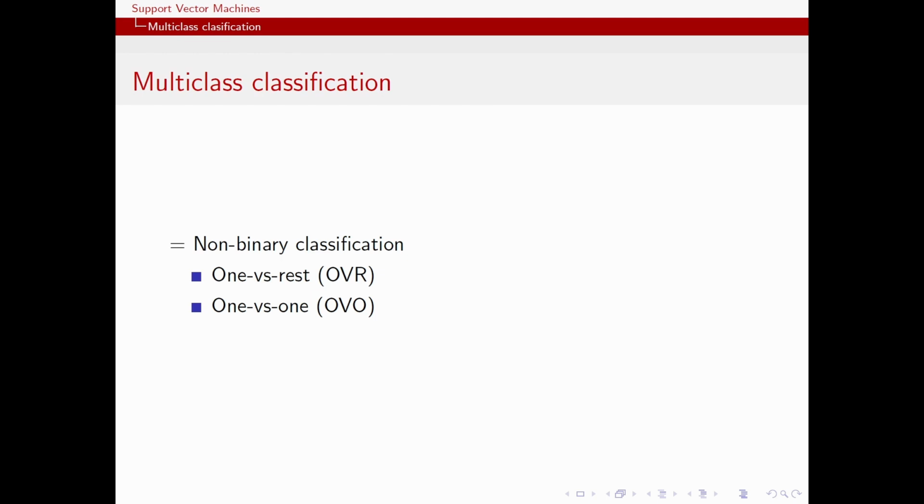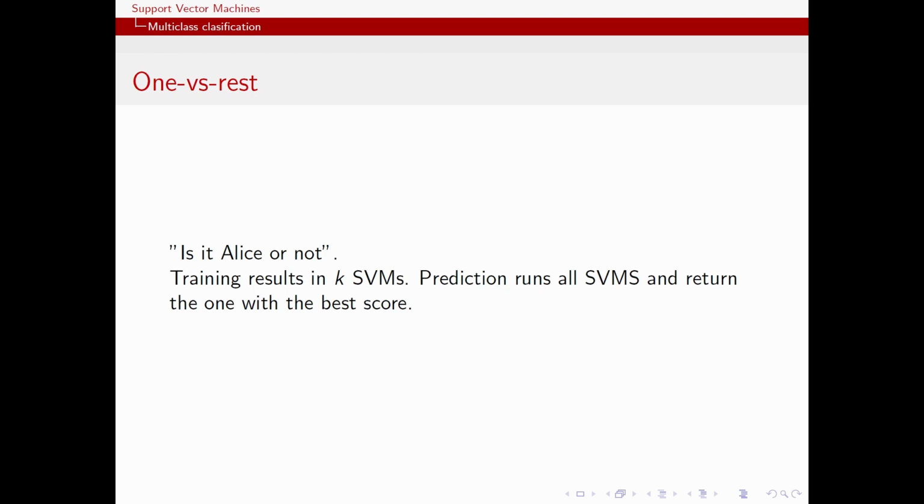and that's why we need to introduce non-binary classification. And we can use one of two approaches. One of them is one versus rest, and the other one is one versus one. And this will help us with handling multiple classes using SVM. So let's first look at one versus rest.